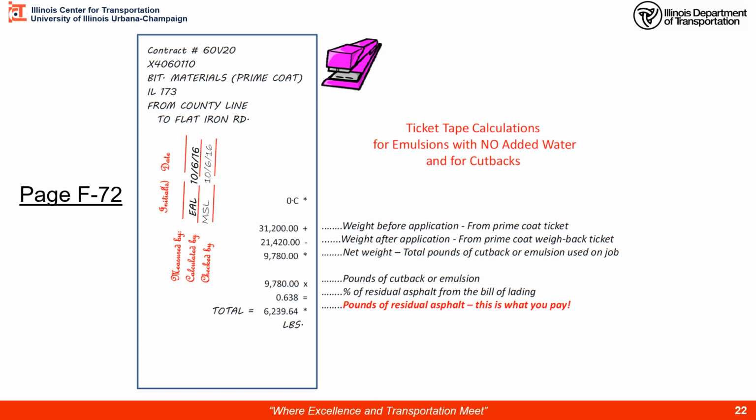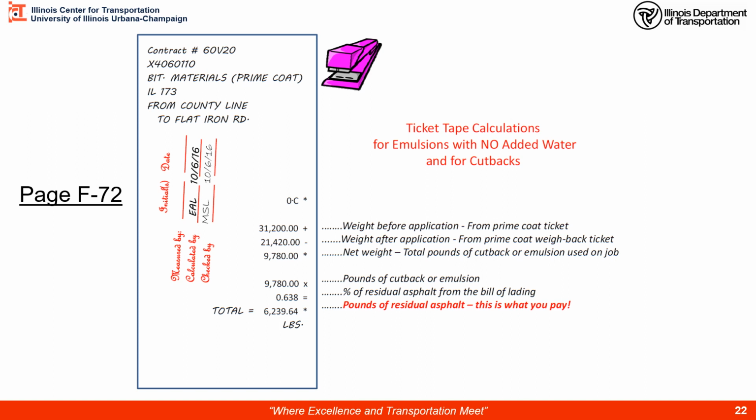Here we're doing calculations on a tape for an emulsion that has not been diluted, or a cutback. So our truck came out, we had an initial weight, we applied the prime and got a weight after the application. Take the difference. So this is the amount that is on the roadway.